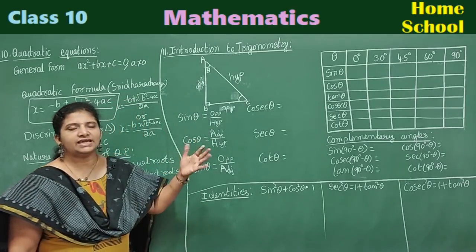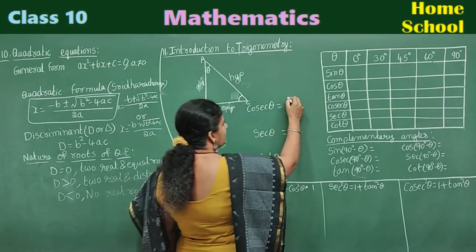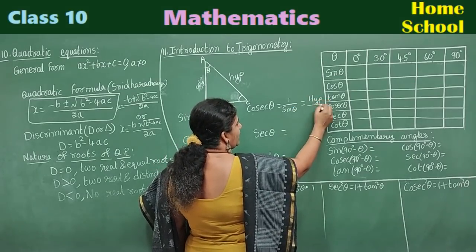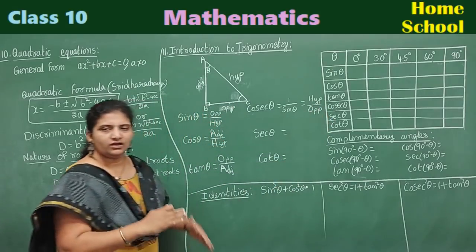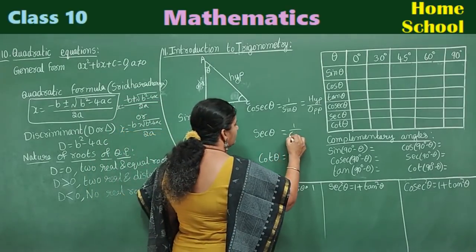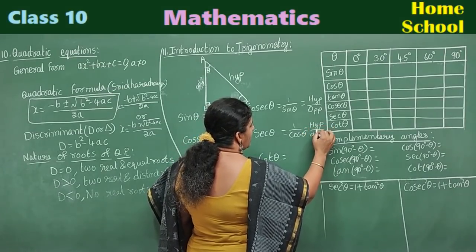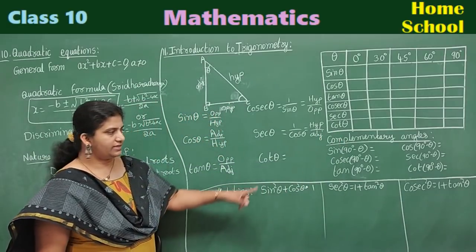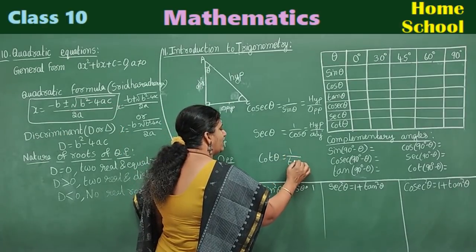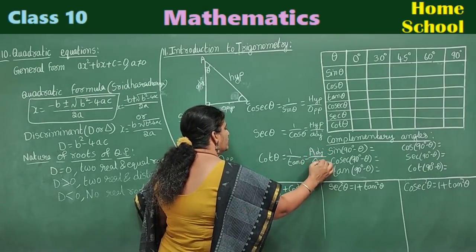Next, coming to cosecant theta. How to remember this? It is just the reciprocal of sin theta. I may say cosecant theta is 1 by sin theta or hypotenuse by opposite. Reverse, children. Reverse of sin theta is cosecant theta. In the same manner, reverse of cos theta, secant theta, is equal to 1 by cos theta. That will be hypotenuse by adjacent. Next, coming to cot theta. Same, the reciprocal of tan theta. Cot theta is equal to 1 by tan theta. You can write it as adjacent by opposite.